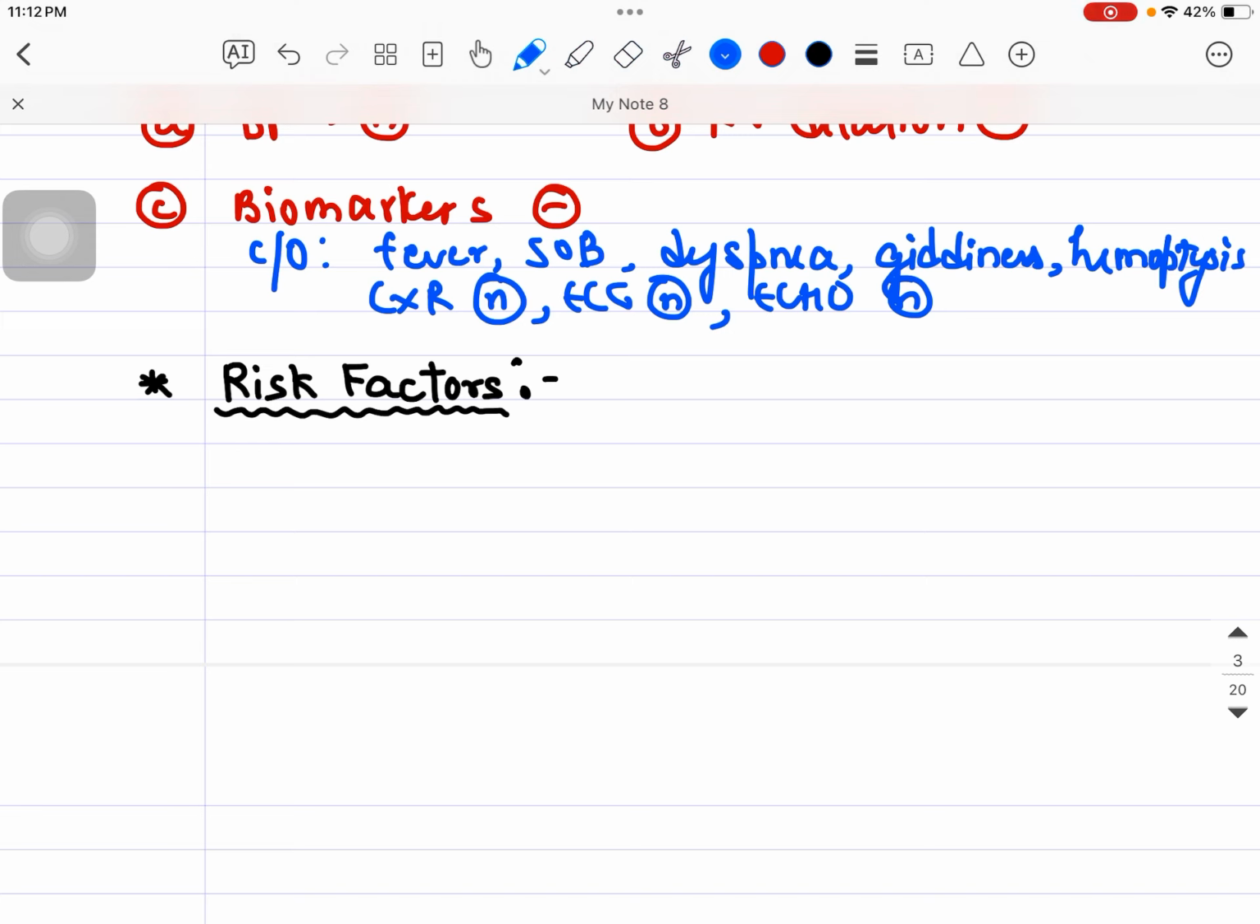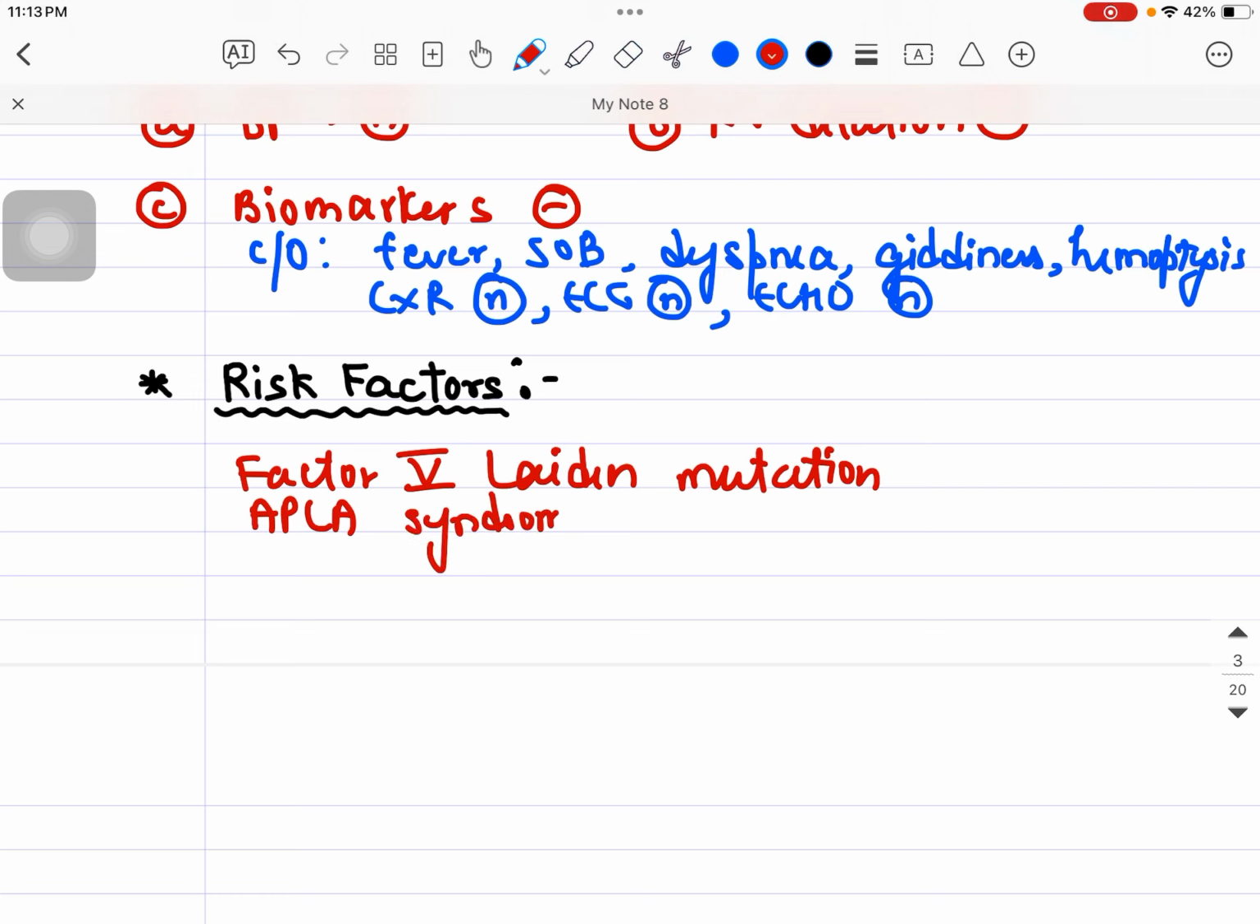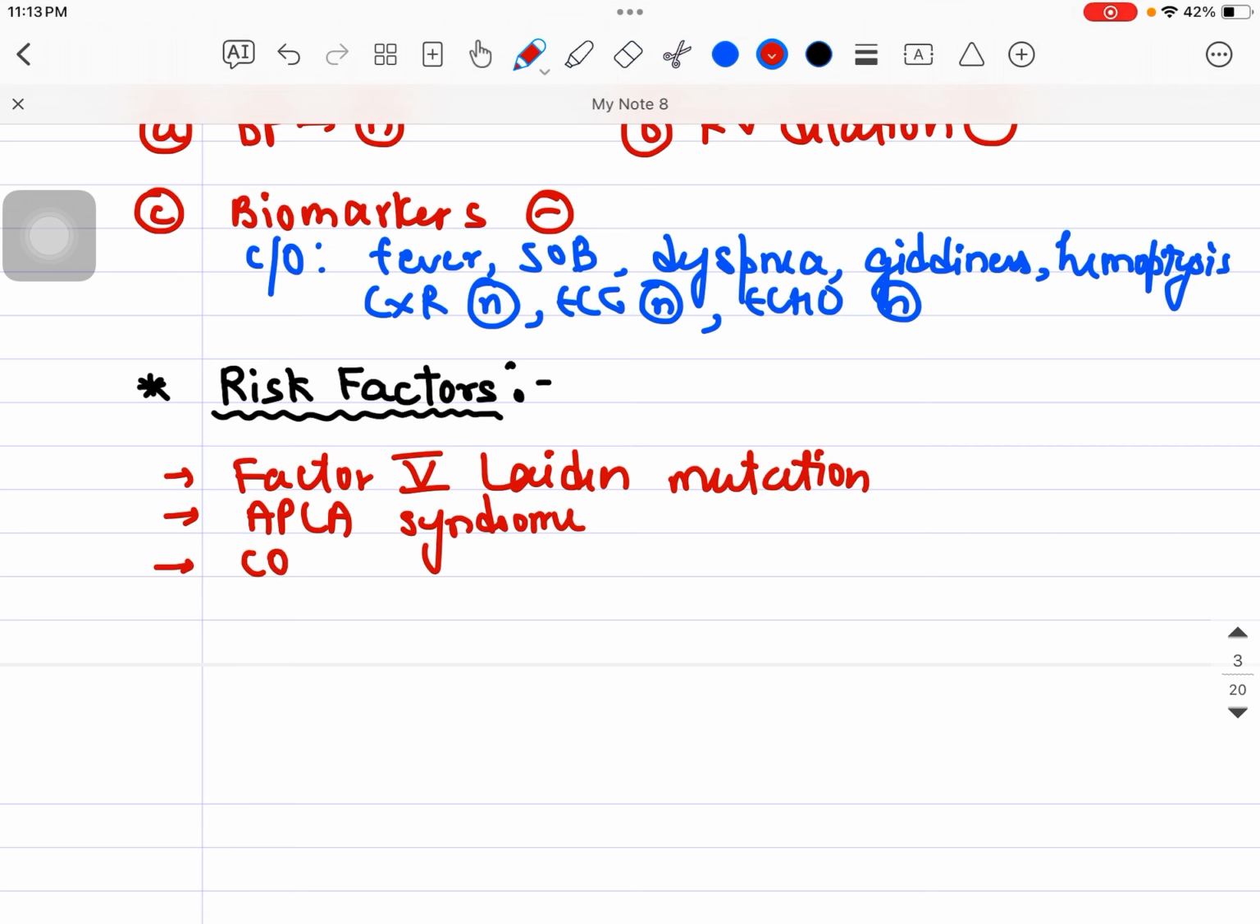Now let's move further and talk about the risk factors. There could be certain risk factors, for example, the factor V Leiden mutation, which is the genetic cause. Factor V Leiden mutation can be seen, and APLA syndrome, that is the antiphospholipid antibody syndrome, is an acquired cause which may cause pulmonary embolism. Then persons who have COPD, or congestive cardiac failure, or malignancy are also prone to this kind of problem.